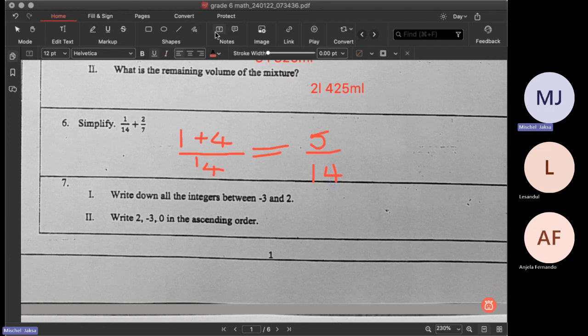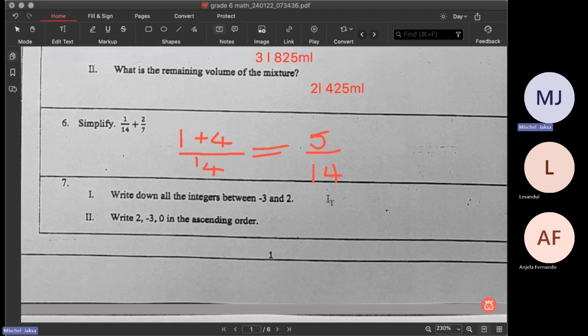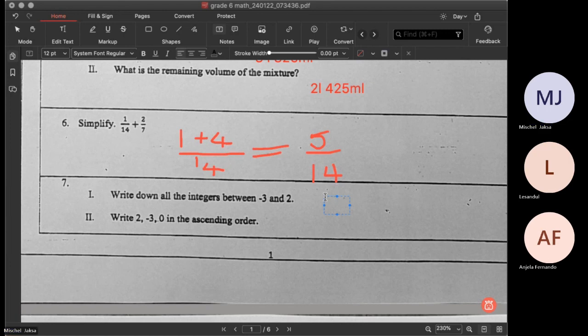Next one, write down all the integers between -3 and 2. Can one of you tell me? Yeah, Angela, go ahead. -2, -1, 0, 1. Well done, Pute. -2, -1, 0, and 1.